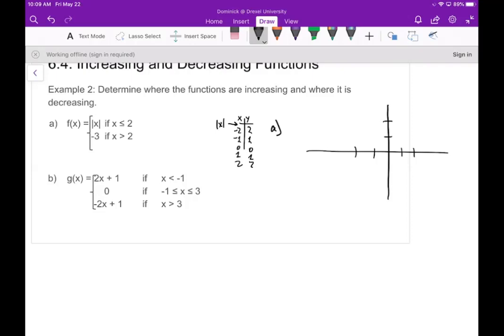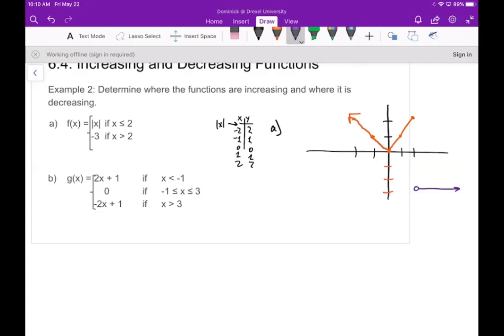So for the absolute value part, you're going to get something that looks like this. I want to include that since it's a closed circle. So we get something like this. And on this side, we have an arrow. All right, but once we get to 2, we jump down to -3. And since it's an open circle, or sorry, since there's no equal sign, it's an open circle. And then it just stays at -3 for the rest of it, right?